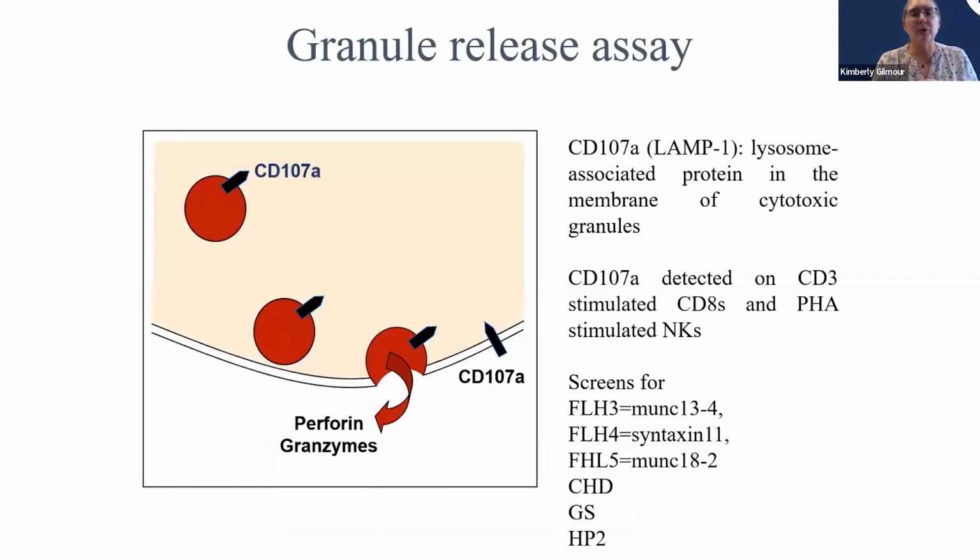And in very simple terms, this is what it looks like from an assay perspective. So the cytotoxic granules express the molecule CD107A on them. That's intracellular, so you don't see it on the surface of the cell. When those cells are activated, the cytotoxic granules fuse with the cell membrane. CD107 then becomes expressed on the cell surface, and you can use an antibody to detect it. And as I mentioned before, this screens for FHL3, 4, 5, Chediak-Higashi disease, Griscelli's, Hermansky-Pudlak type 2.